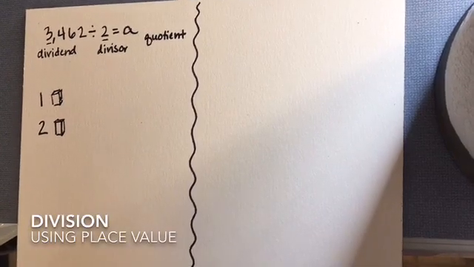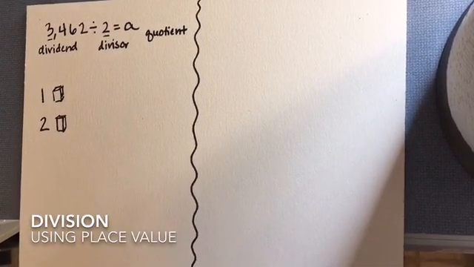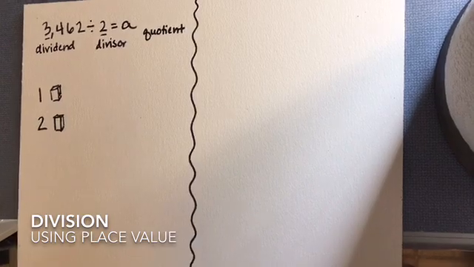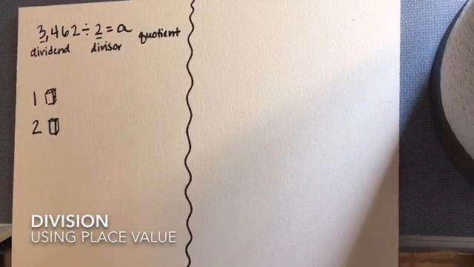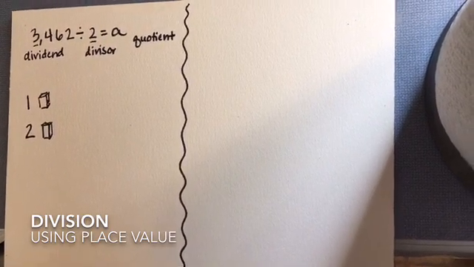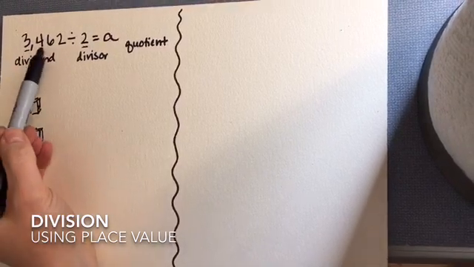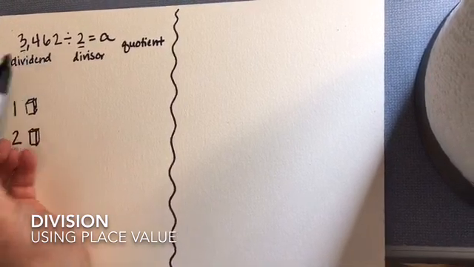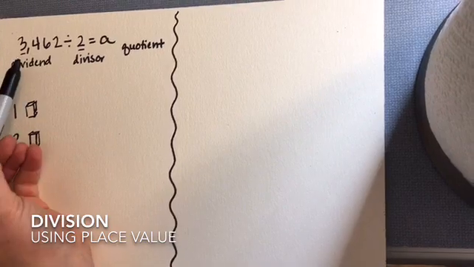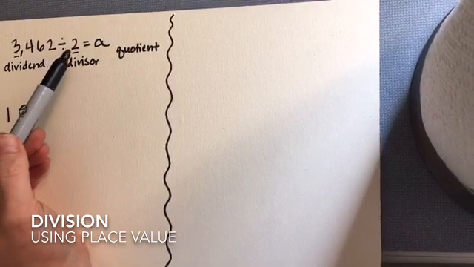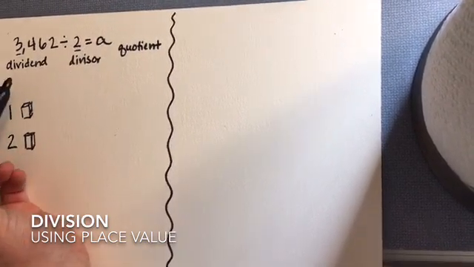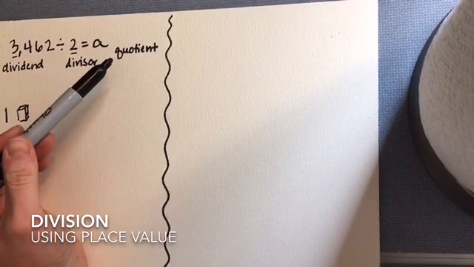All right, so the third video I'm sending is on division. The students use, very similar to multiplication, the representation of place value by looking at each place value and what value each of them holds. So I've already started this problem, but if we have 3,462 divided by 2 with our variable, we have our dividend, our divisor, and our quotient.